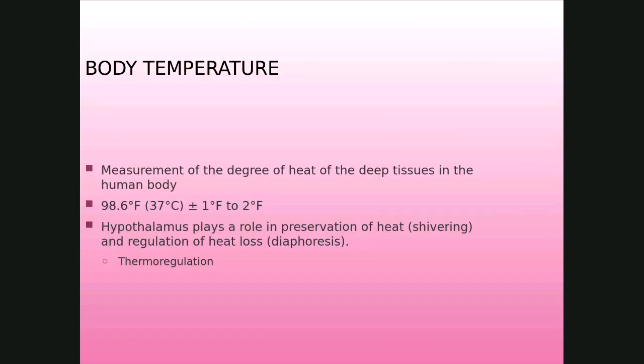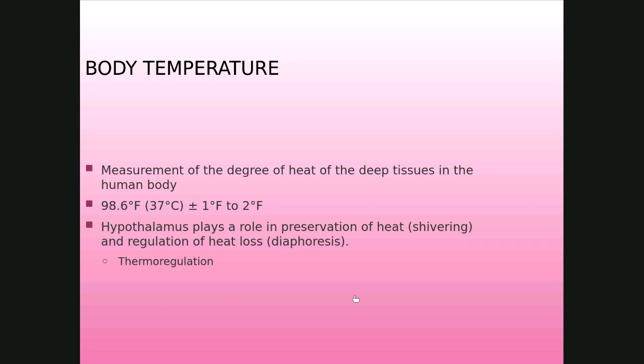If we break these down one by one, when we look at body temperature, you're measuring the degree of heat of the deep tissues in the human body. And typically 98.6, like we said, is our average, and it's plus or minus 1 to 2 degrees Fahrenheit.